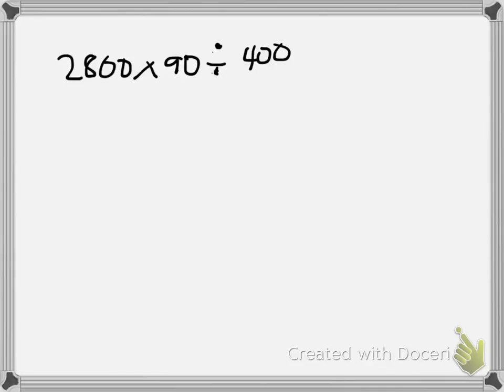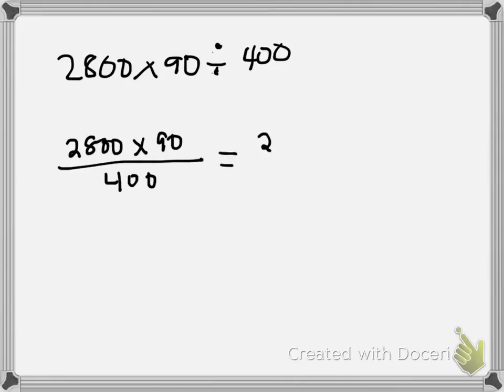Okay, last one I have here for you is 2800 times 90 divided by 400. Now, when I look at it like this, I definitely want to go left to right. But the statement I have above is equivalent to 2800 times 90 divided by 400, the whole thing divided by 400, which is also equivalent to 2800 divided by 400 times 90. Now these two numbers, 2800 and 400, are compatible to each other because they divide out really nicely.